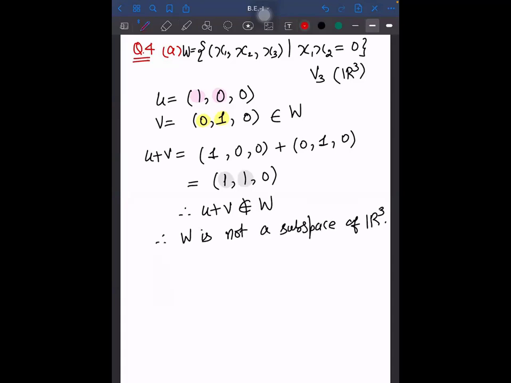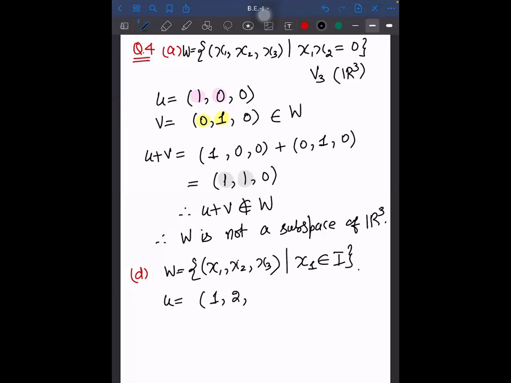So let me pick another question for you. This time I take W in a way that x1, x2, x3 are such that your x1 is an integer. Now, will this form a subspace or not? See, you have U, which is, let's say, 1, root 2 and 3. Does it belong to W?